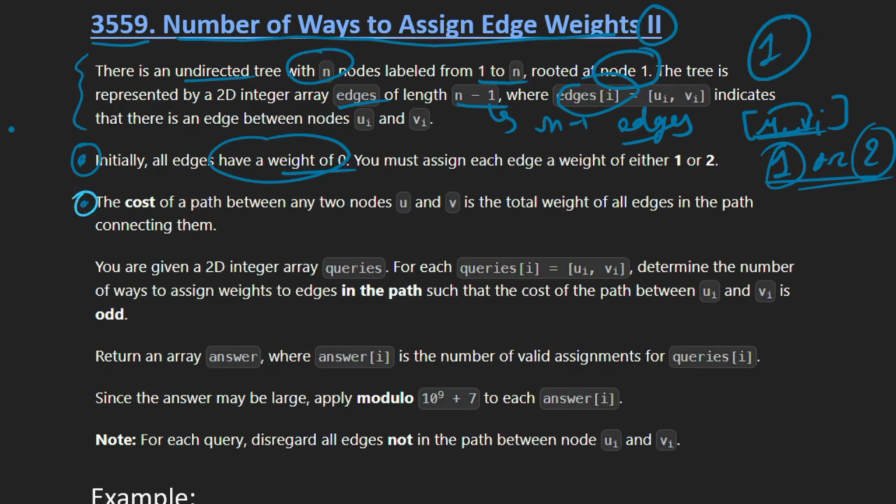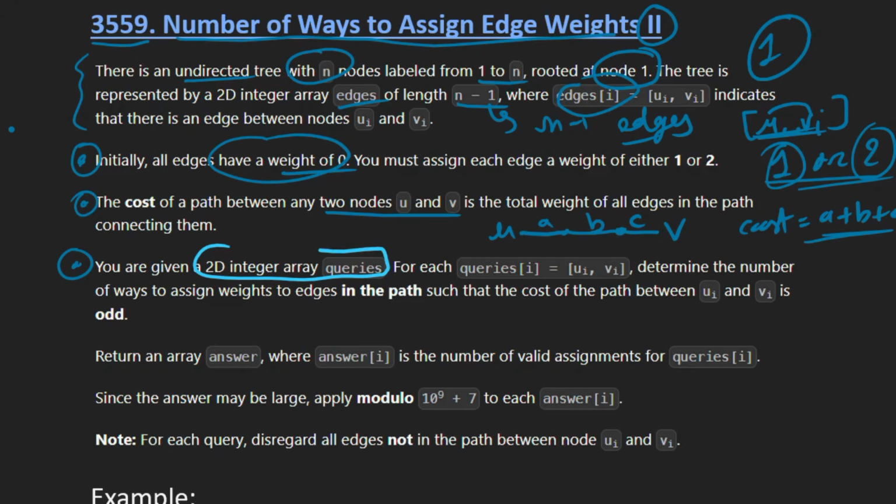And it is given the cost of a path between any two nodes u and v. Suppose there are two nodes u and v, then the cost of this path is basically the sum of all the edge weights, right? So suppose the edges have weights a, b and c, then the cost is basically a plus b plus c, right? So we are given a 2D integer array queries, right? And each query has two nodes ui and vi.